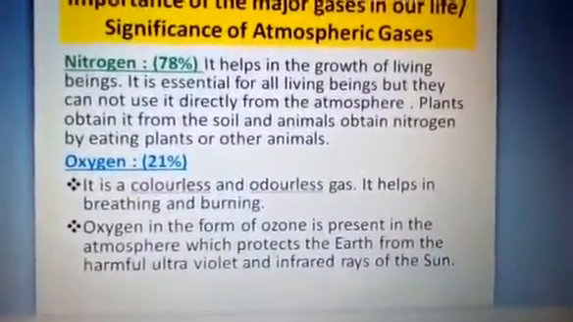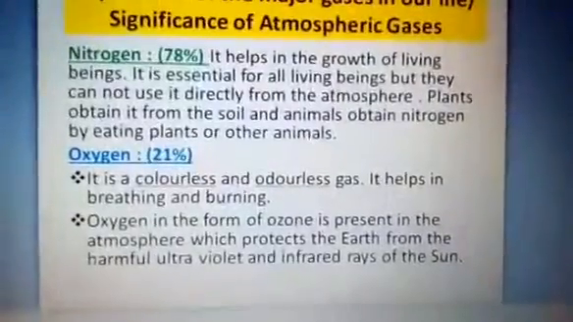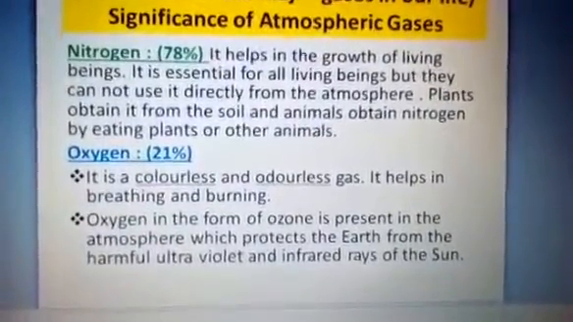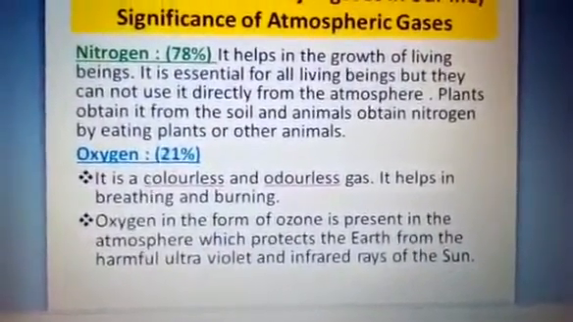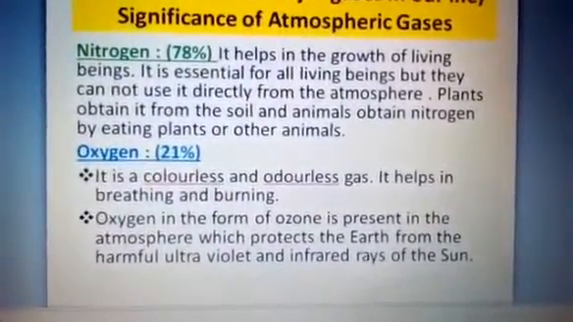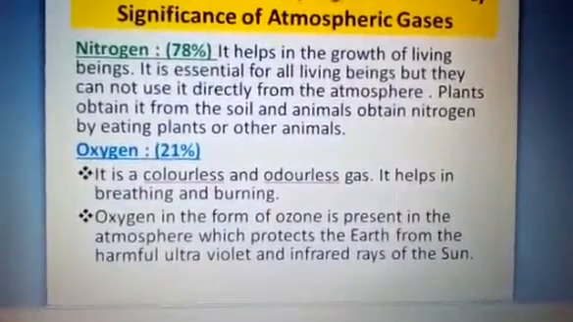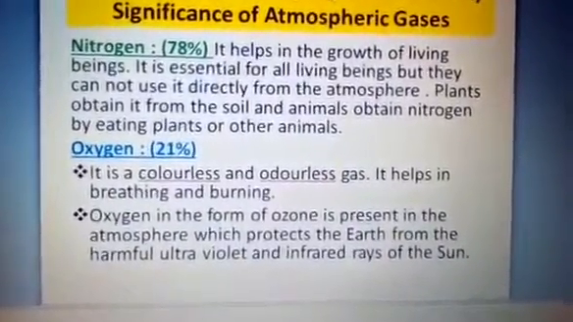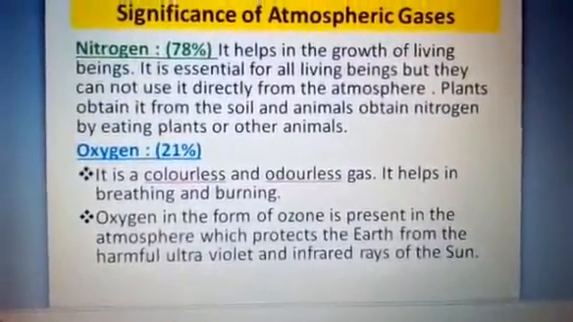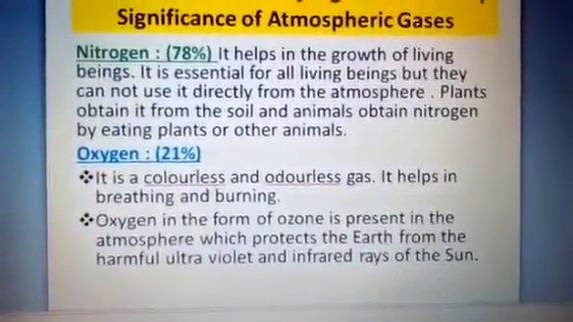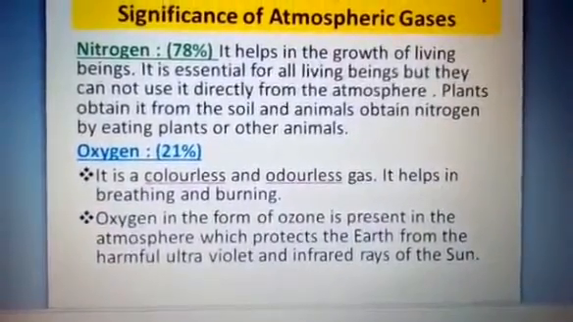Next comes oxygen. Again, it helps the entire human race and the animal race to breathe, and it is also very essential for burning. Without the oxygen gas, nothing would burn. And oxygen in the form of the ozone layer, that is O3, is present in the atmosphere, which protects the earth from the ultraviolet rays and infrared rays of the sun.